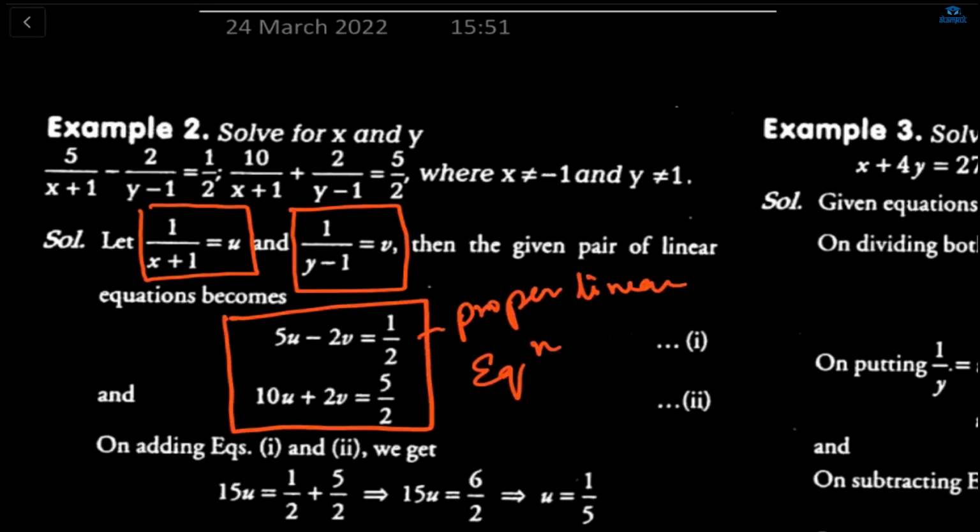Okay, now as you have got proper linear equations, it totally depends on you how you are going to solve to get the values of u and v. Once you get the values of u and v, you can put them in these 2 equations in u and v, and then you will find the values of x and y.